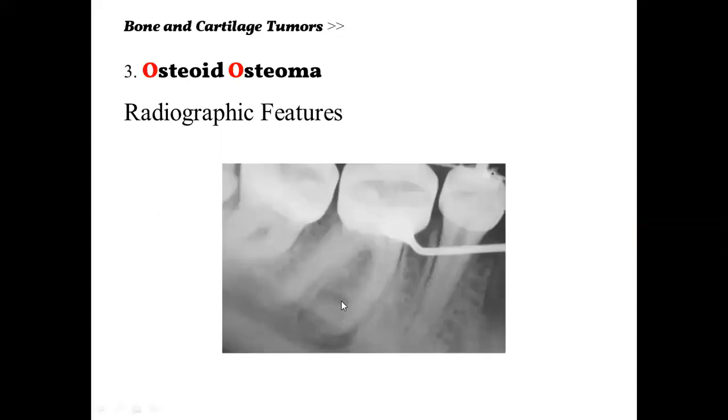You can see there that the radiopacity in the center is more uniform. The pathologists say osteoid osteoma, radiographically, can somehow be representative of a target appearance. Okay? Because there is a space around it and then a radiopacity in the center. So it looks like a target, like in darts.